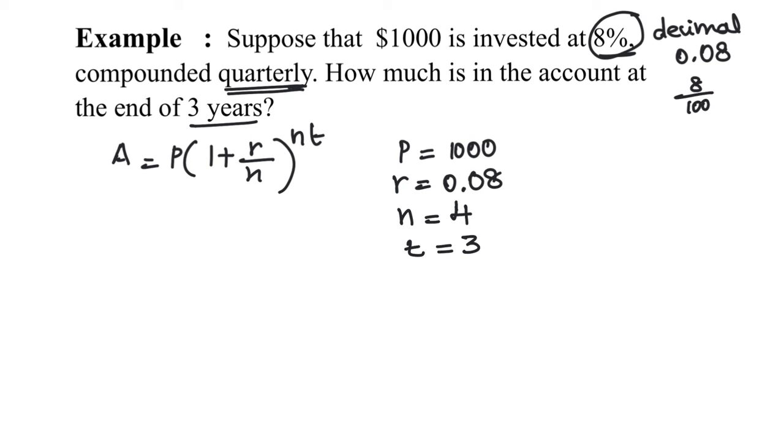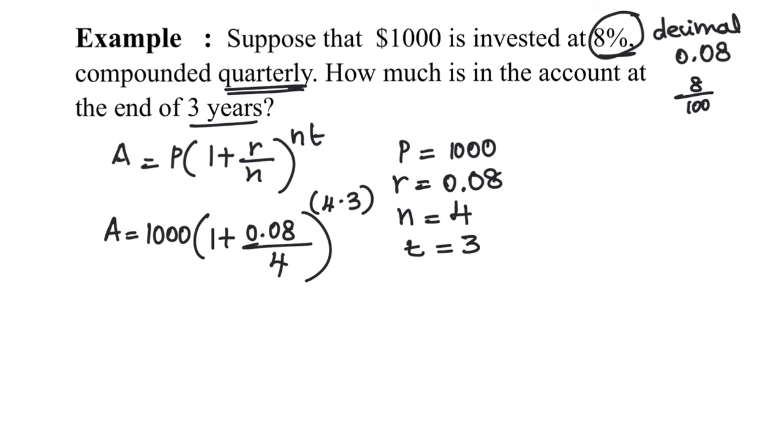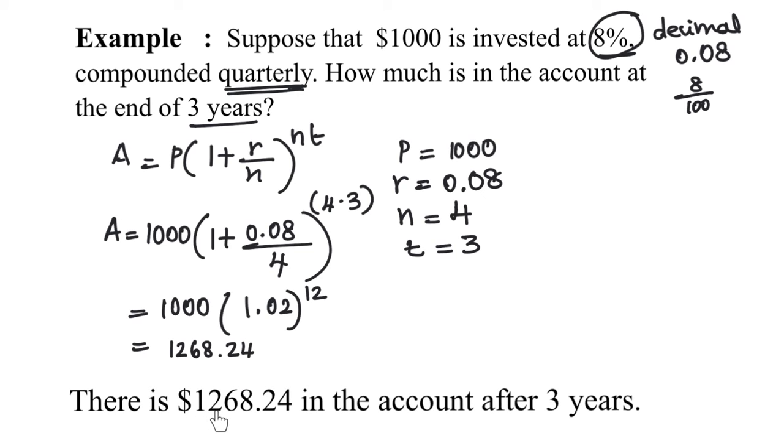Now substitute these values into the formula. So A equals 1000 times (1 plus 0.08 over 4) to the power 4 times 3. Enter this into the calculator and you can find the value of A, and we can conclude that there is $1,268.24 in the account after 3 years.